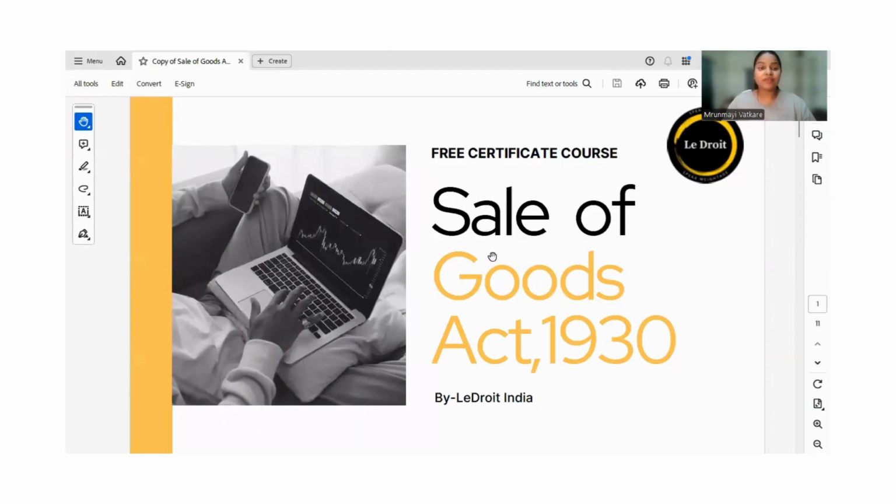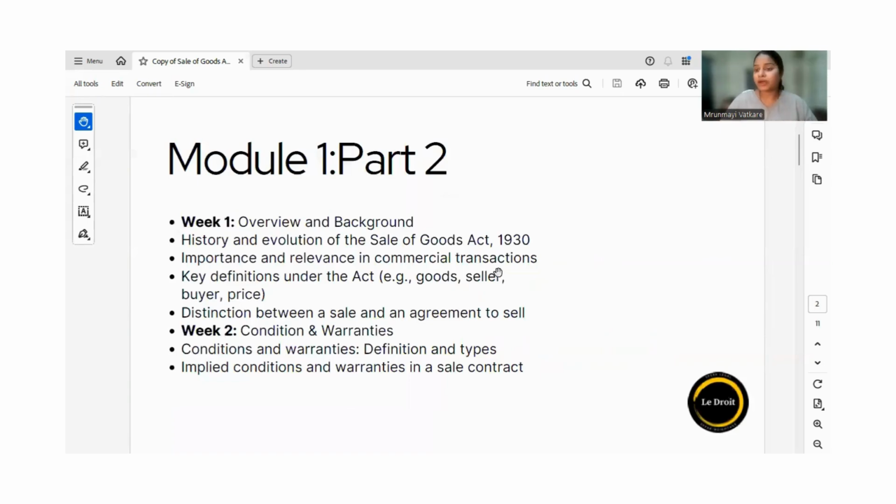So, today's class, we are going to cover Module 1, Part 2, that is, Week 2: Conditions and Warranties. Conditions and warranties, what are the definitions and types? Implied conditions and warranties in a sales contract.